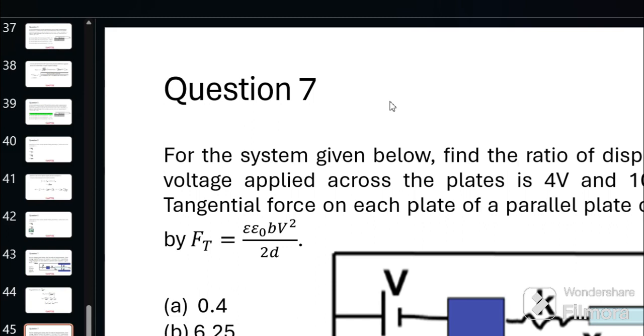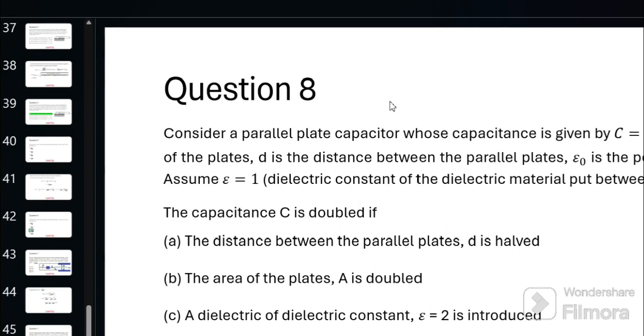Did anyone understand this? Okay, then moving to the 8th question.